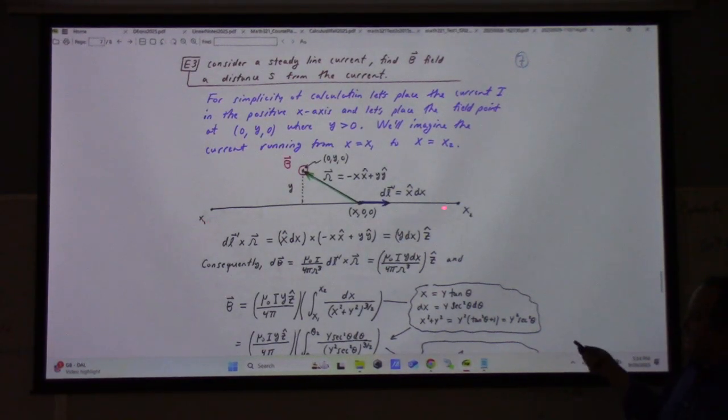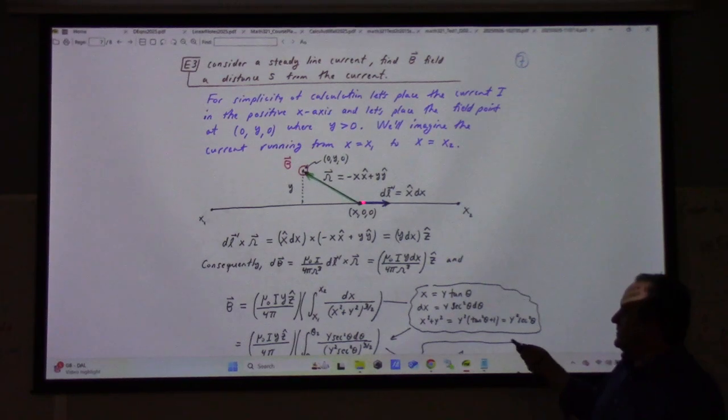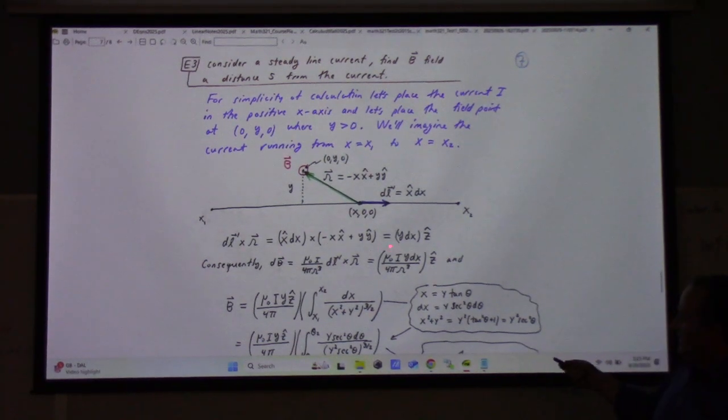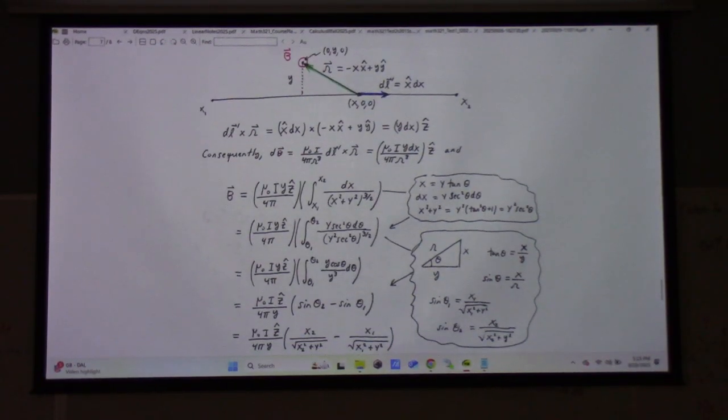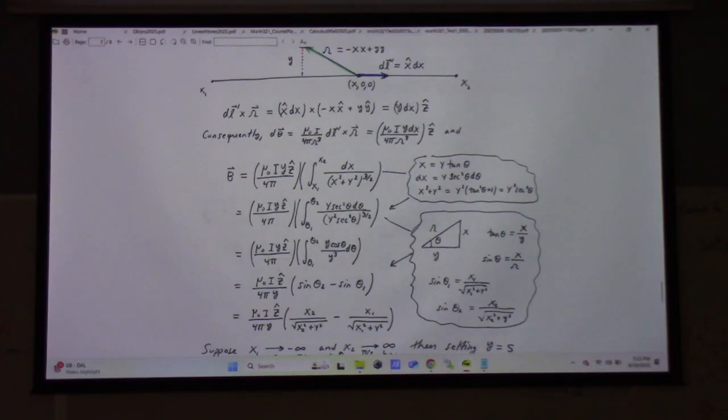I'm going to let it go from x1 to x2, and I'm going to use my formalism to build the cross product of dl cross r. So I did that, like so, and I worked it out. And it works, right? There's the usual trig substitution there, and you get the difference of the sines.